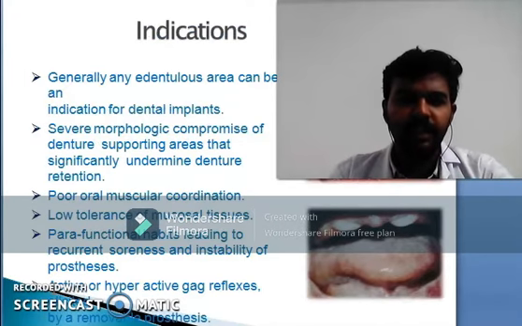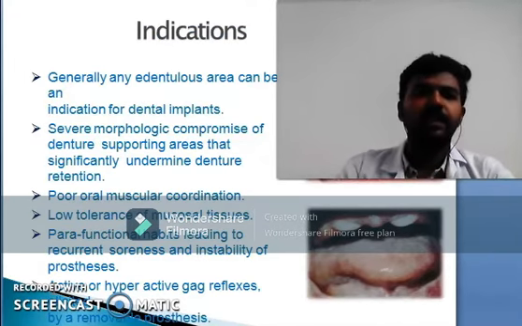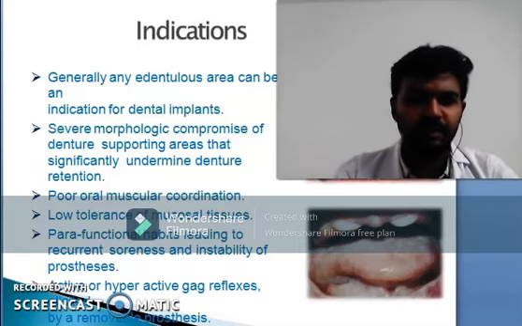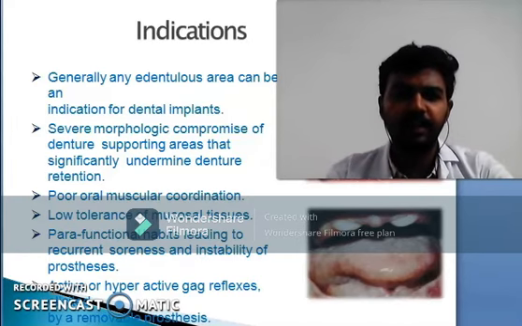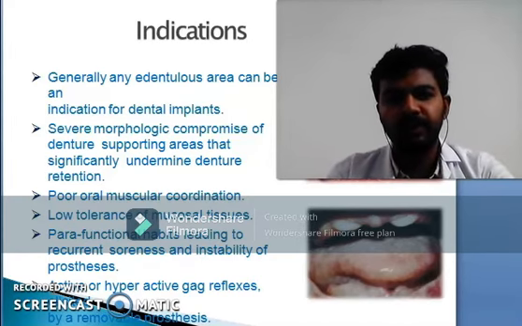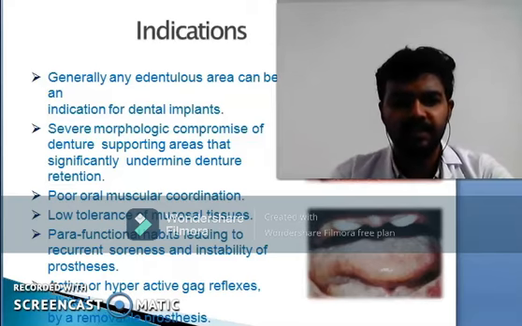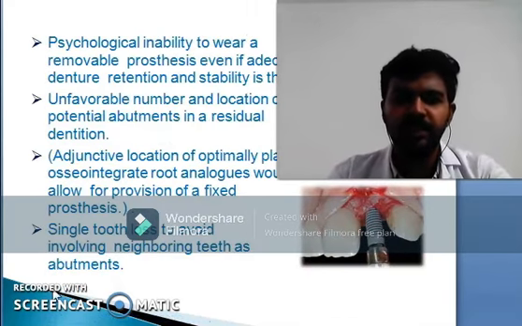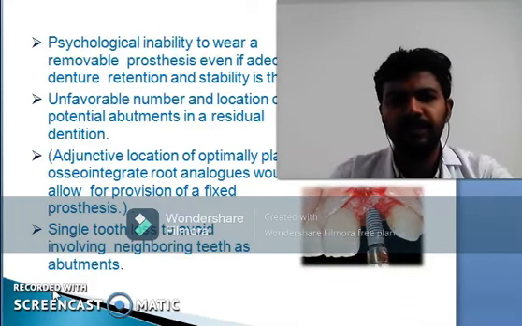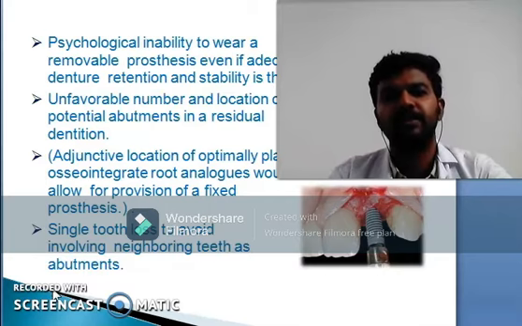Indications: any edentulous area, severely morphologically compromised denture supporting areas that significantly undermine denture retention, poor oral muscular coordination, low tolerance of mucosal tissues, parafunctional habits, active or hyperactive gag reflexes, psychological inability to wear a removable prosthesis, unfavorable number and location of potential abutments in residual dentition, and single tooth loss, to avoid involving neighboring teeth as abutments.